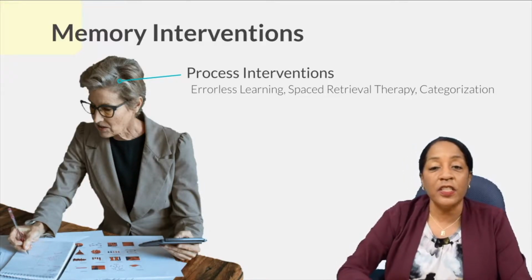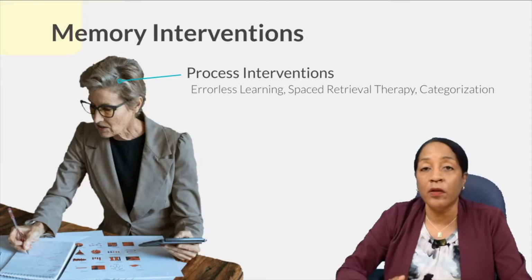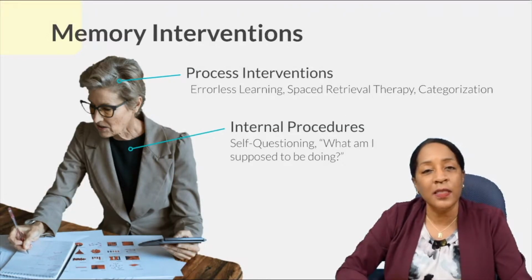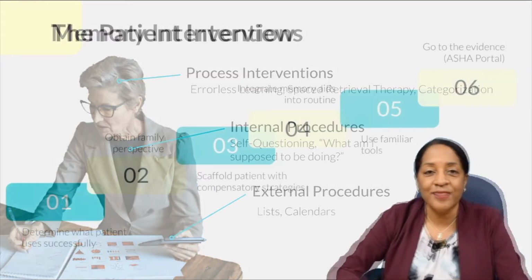Strategies and interventions can consist of process interventions like errorless learning, spaced retrieval therapy, or categorization. Internal procedures are things like self-questioning, what am I supposed to be doing? And external procedures are lists and calendars, something that a patient could use to help them stay organized.